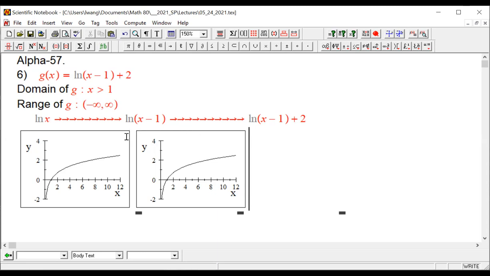Now, ln of x minus 1, comparing with ln x, what kind of shift would that be? We know it's going to be shifting. Is it horizontal or vertical? Could I see some answers on the chat or by voice? You can unmute yourself and tell me what kind of shifting would this be? Left, right, up, or down? What will be the shift? Any volunteers?